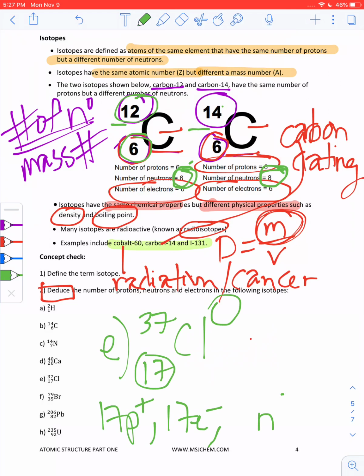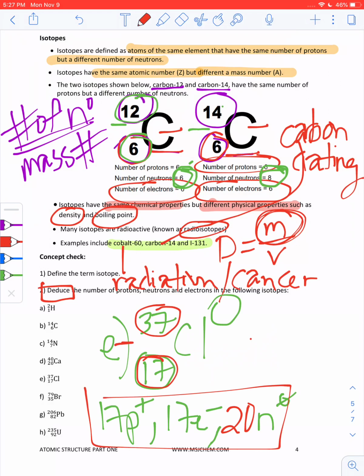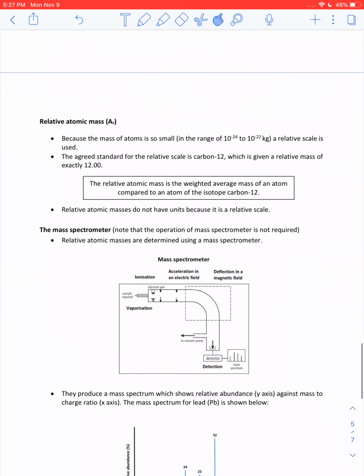Now, the last one is the neutrons. The neutrons are the ones that we always have to do a calculation for. You're never just going to be able to look at a number and know them. Because if you remember from up here, we said that we had to subtract the mass number minus the atomic number. So you always do this top number, the bigger one, minus the bottom number, the smaller one. So 37 minus 17, that gives me 20 for the neutrons. And so that is what I would have for letter E on this practice.